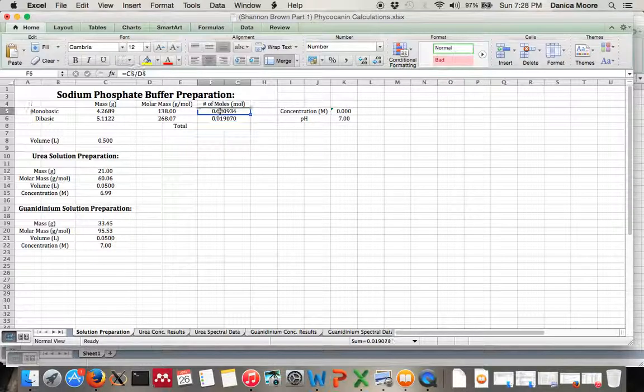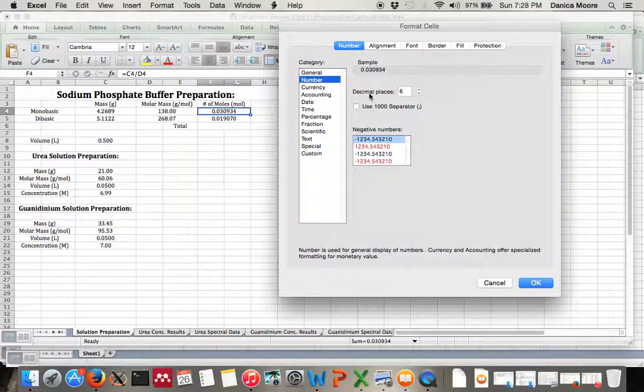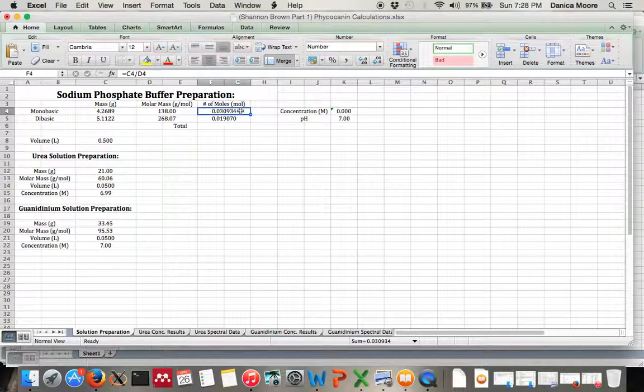Now she's also been careful to make sure that, if we right click here, she has the correct number of decimal places to keep the significant figures correct all the way through. So she has 5 here, she has 5 here, and she has 5 significant figures here. So make sure that you do that.